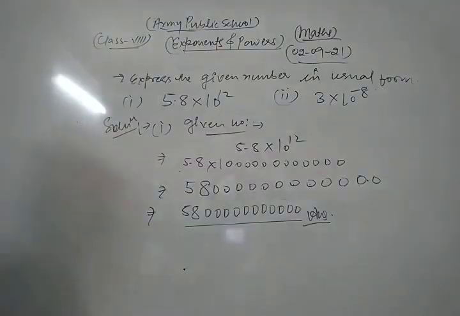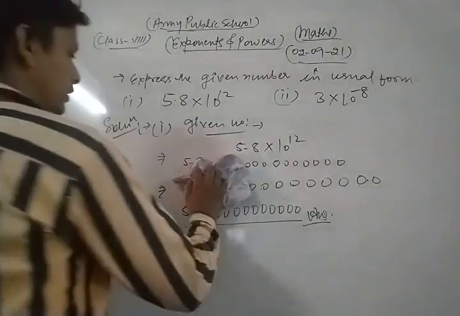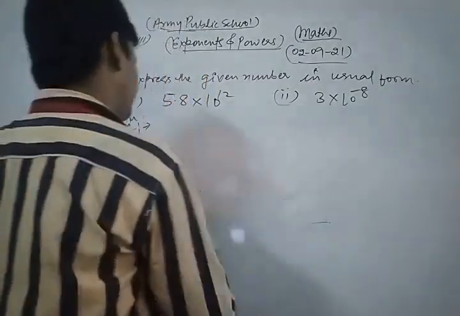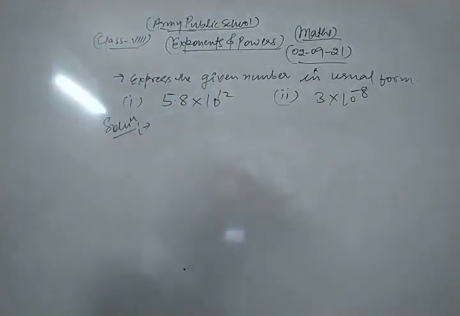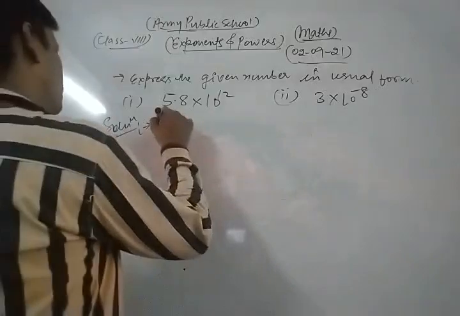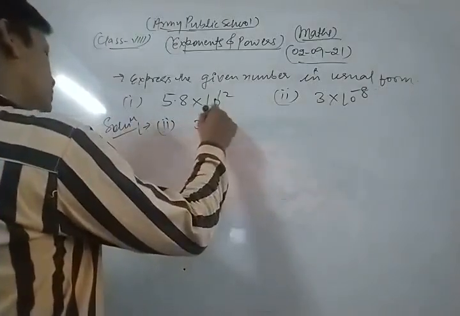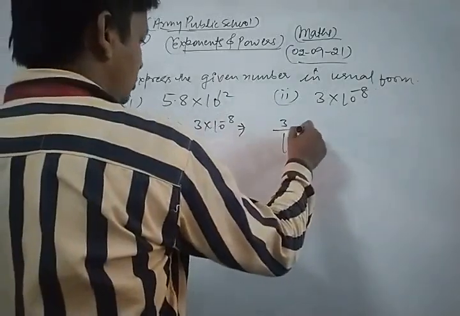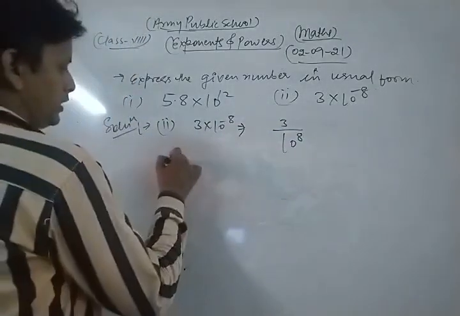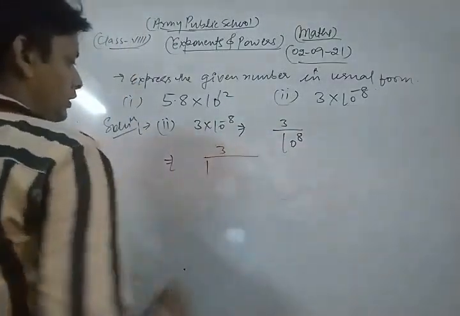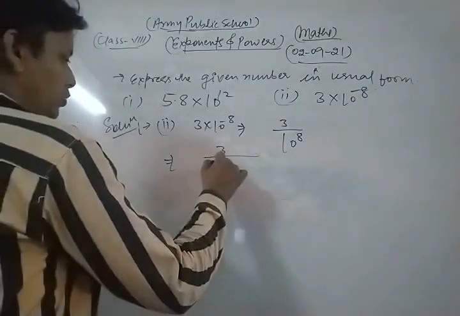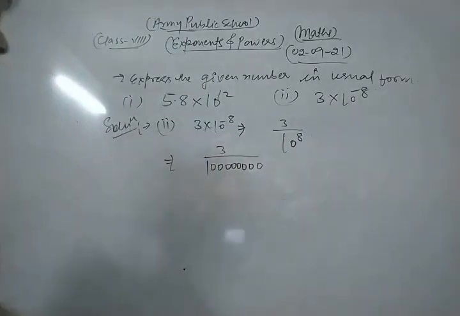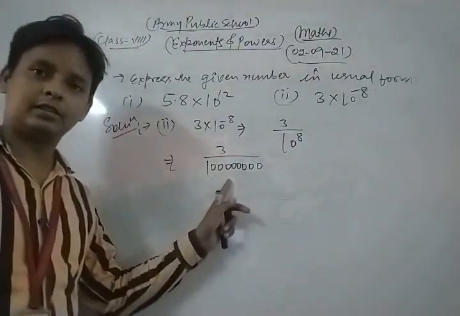Now we take and solve the next part of this question. The next part is 3 into 10 to the power minus 8. So we can write 3 upon 10 to the power plus 8. We just write 3 upon 1 with how many zeros? 8. 1, 2, 3, 4, 5, 6, 7, 8. Now we just divide 3 by this.